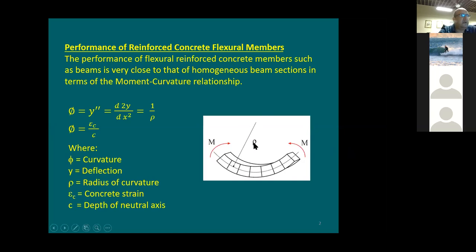The radius of this circle is called rho, and we also call it the radius of curvature. Like in here, you see this radius of curvature? And the inverse of this radius of curvature is called the curvature. So the inverse, 1 over rho, is going to be equal to phi, which is the curvature. If you can develop an equation for the deflection of this beam, and the deflection we're going to call y, which means y here is the deflection, the second derivative of this deflection equation is going to get you 1 over rho, which means it's going to be equal to the curvature itself. So y double prime, which is the curvature, is the second derivative of the deflection equation.